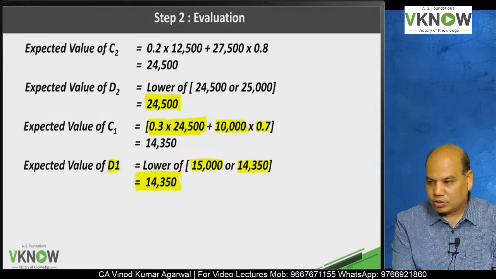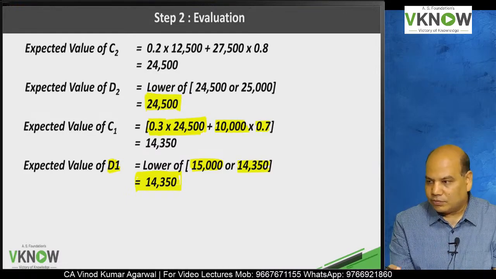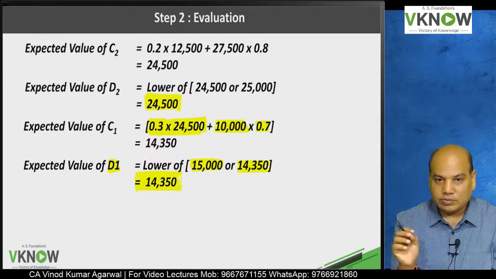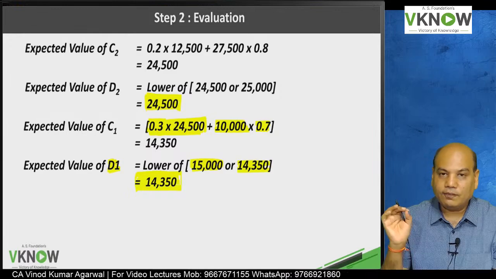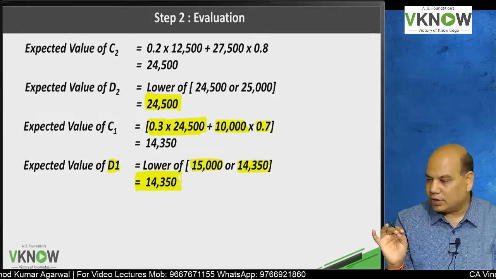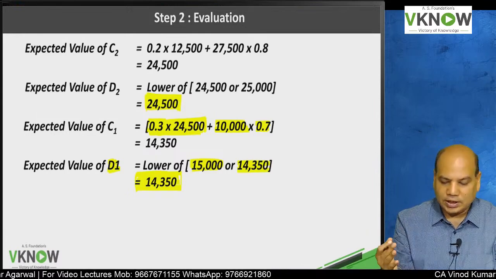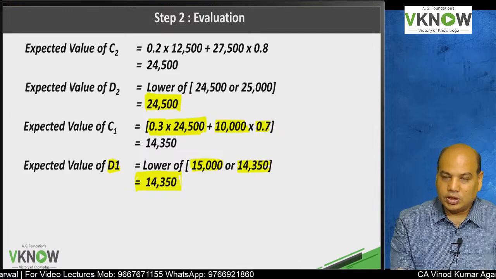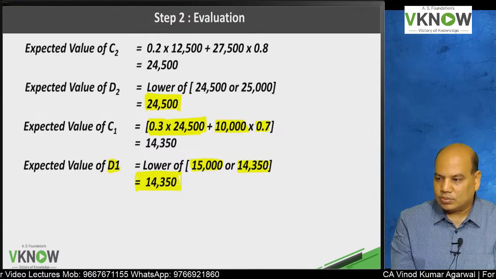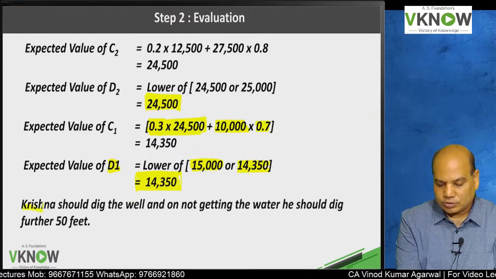So my decision will be, first I will dig 200 feet. If I don't get water, then my second decision will be to dig further 50 feet, because those two numbers give me the lowest value. So I have to write a conclusion also.